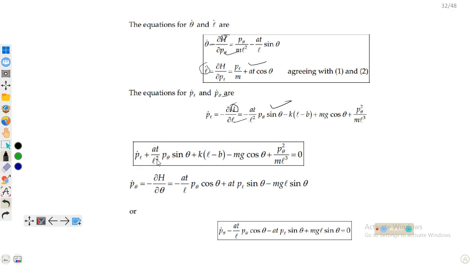Similarly for PL dot, if we rearrange this equation by taking these terms to the other side and equating to 0, we can write it in a simpler and more beautiful form. This PL dot, all this term will go to the other side, so it will be equal to this. And similarly P theta dot is equal to minus partial H over partial theta. So plugging the value of the Hamiltonian, differentiating with respect to theta and rearranging by taking these terms to the other side, P theta dot minus A T over L P theta, this whole term will come out equal to this.